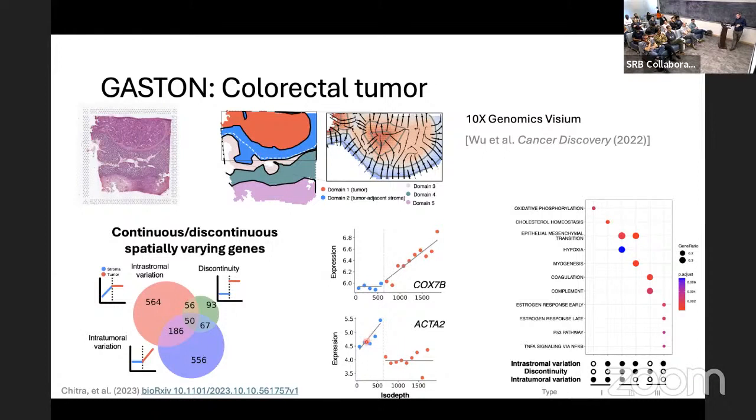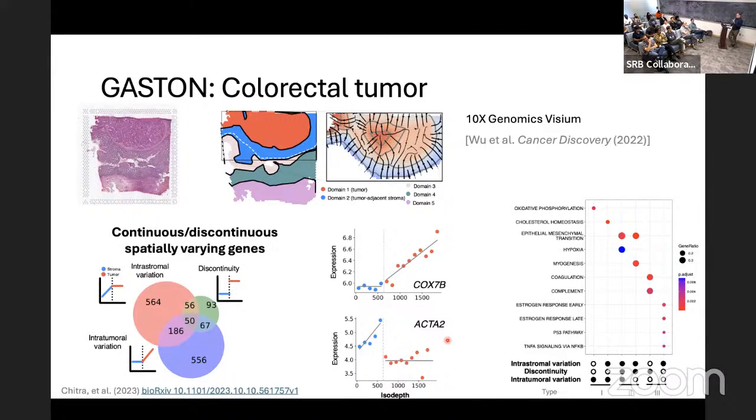Here's another pattern. This is just one gene, but these are genes that are increasing in expression as you get close to the boundary of the tumor, but then are relatively constant inside the tumor. When you do some gene set analysis, there are a lot of EMT genes coming up here, also consistent with what one would expect, an increase in expression of EMT genes near the boundary of the tumor. Okay, so this is just a few of the patterns that we're picking up.